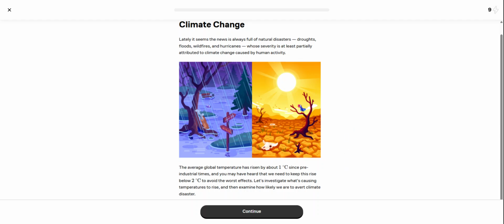The average global temperature has risen by about 1 degree Celsius since pre-industrial times, and you may have heard that we need to keep this rise below 2 degrees Celsius to avoid further worse effects. Now, let's investigate what's causing temperatures to rise and then examine how likely we are to avert this climate disaster. Right, I'll click continue to display the next screen.